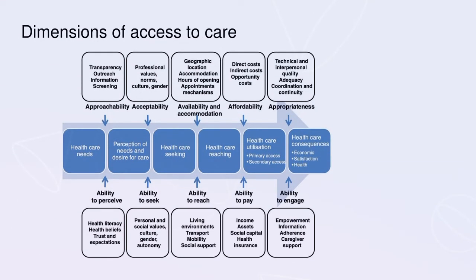And therefore, there are these 5 dimensions of this care. The ability to perceive is the approachability of the care, the acceptability of the care, the availability of the care and how care can accommodate the people who need them, whether people can afford care, and whether the care is appropriate.